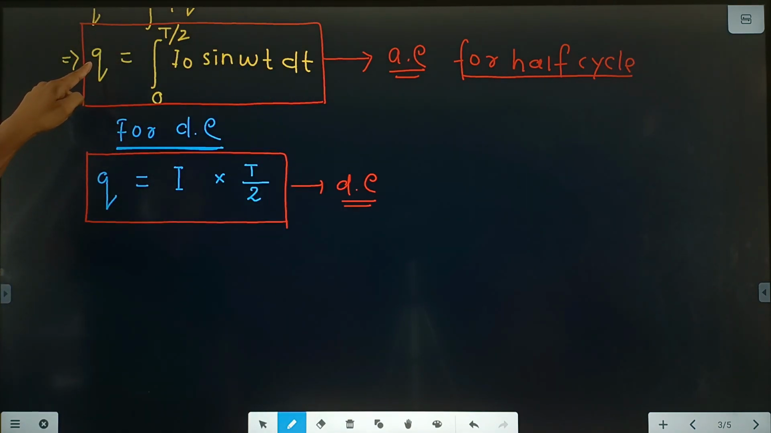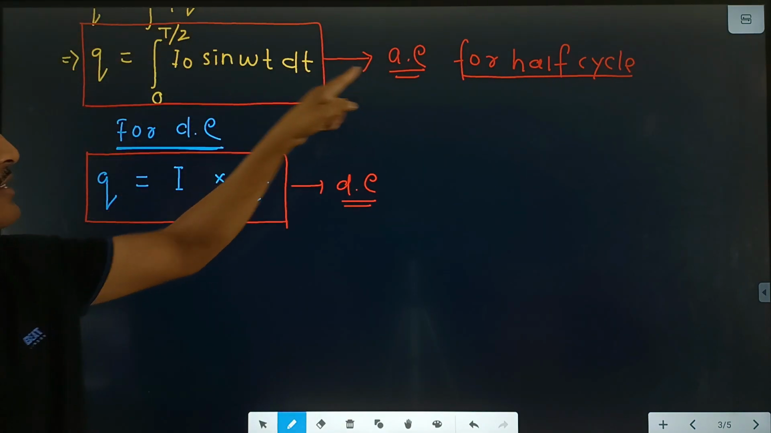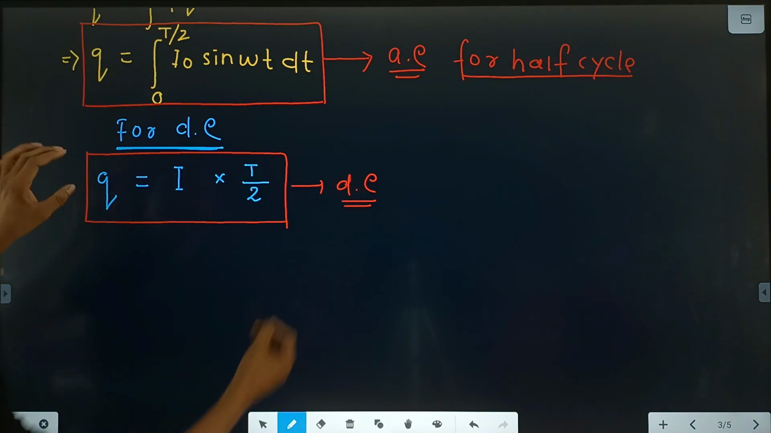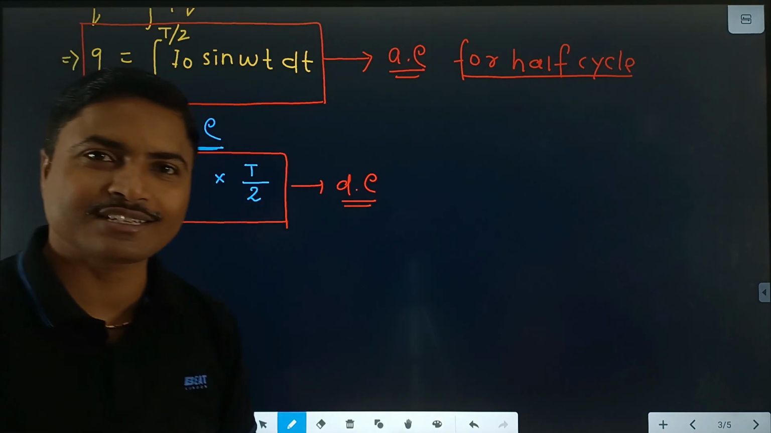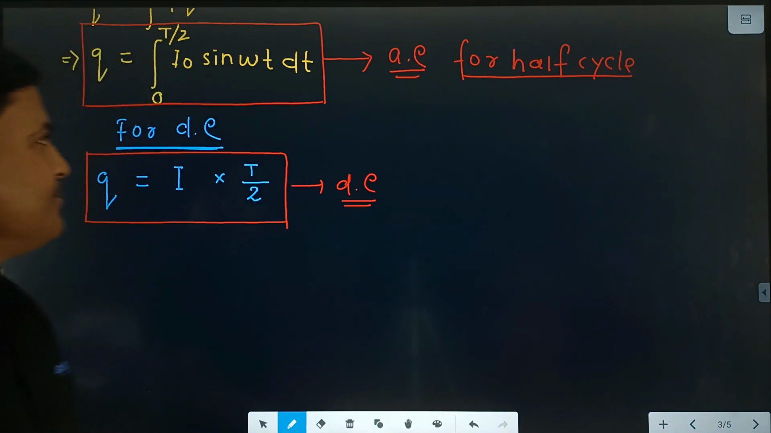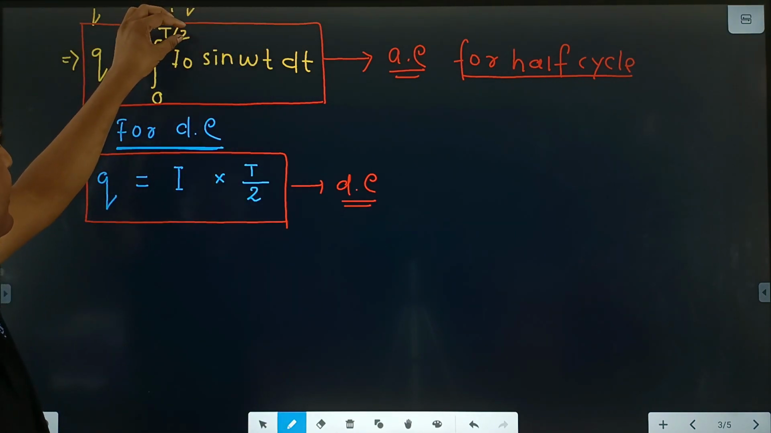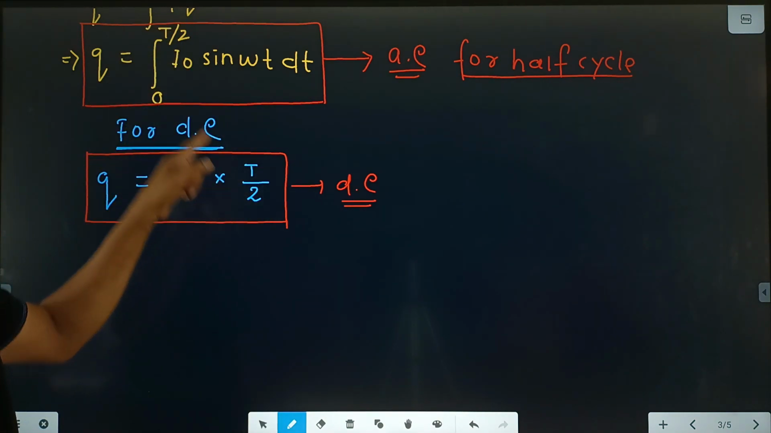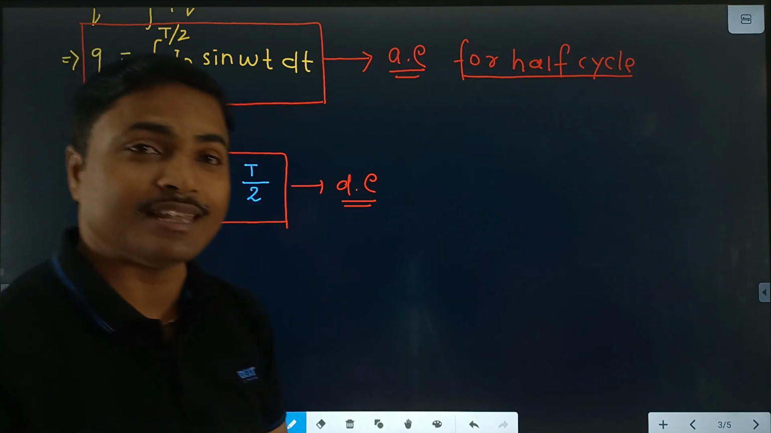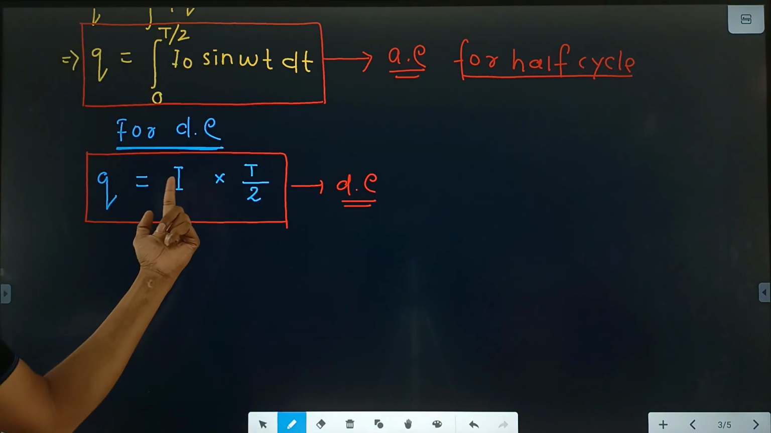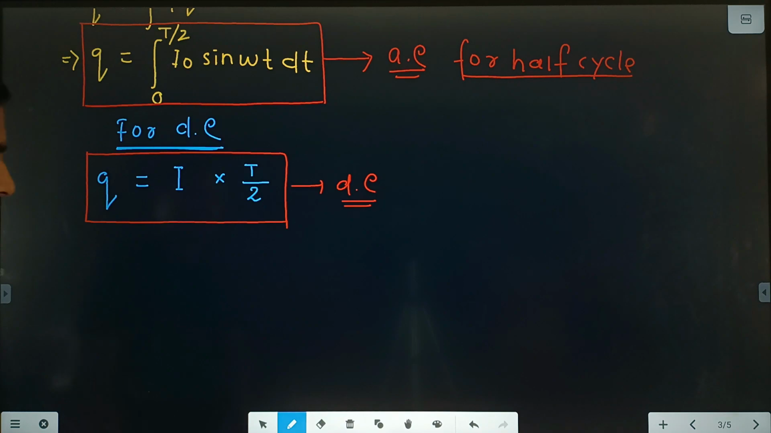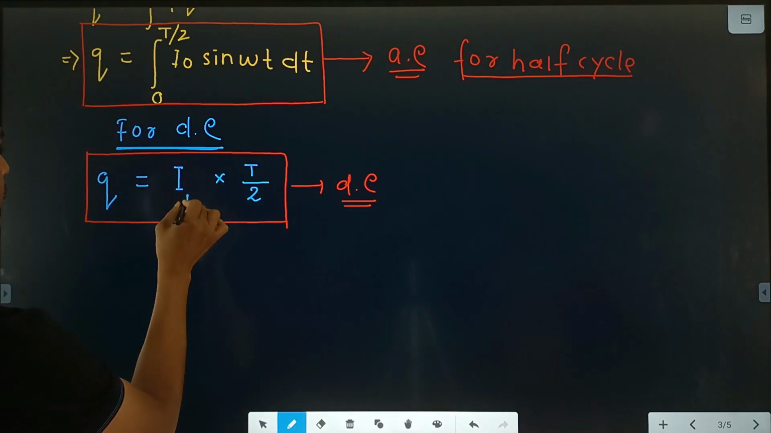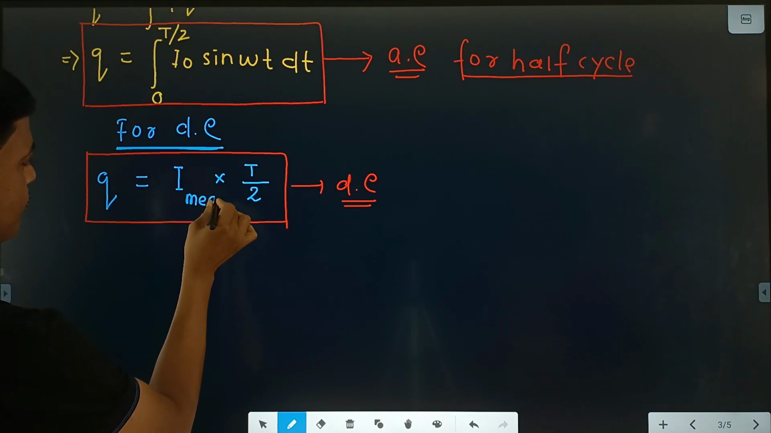Suppose the charge flowing through the circuit for alternating current is q, and the charge flowing for direct current is also q, so both are the same. The time given for direct current is T/2, and for alternating current it is also T/2. Then the direct current is known as the mean value, so in place of I we write I mean.